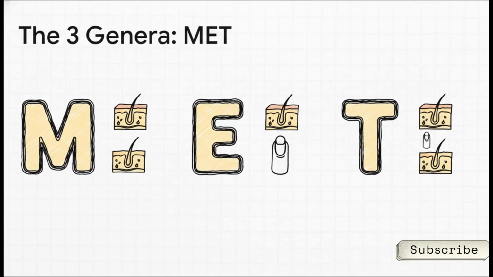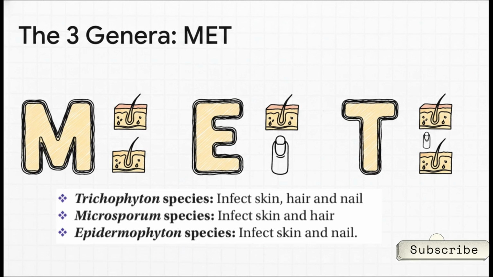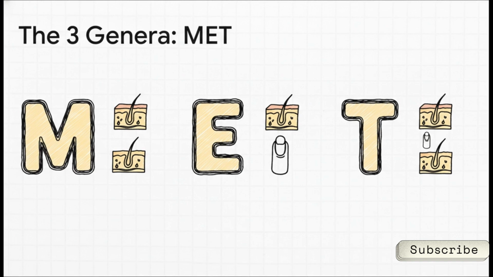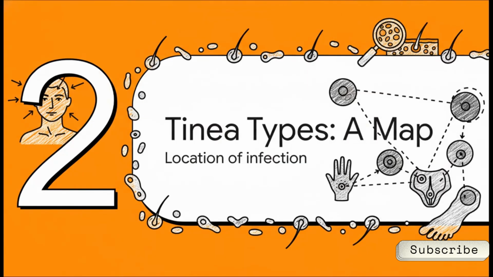Okay, this is super high yield for your exams, so listen up. There are 3 main genera of these fungi, and all you need to remember is the acronym M-E-T. That's M-E-T. So M is for Microsporum. It infects skin and hair. E is for Epidermophyton. It goes for skin and nails. And T is for Trichophyton. Just think of T as the total package. It infects all 3: skin, hair, and nails. Got it? M-E-T. Perfect.